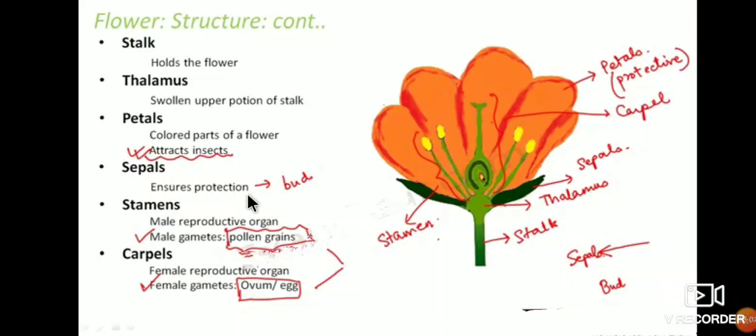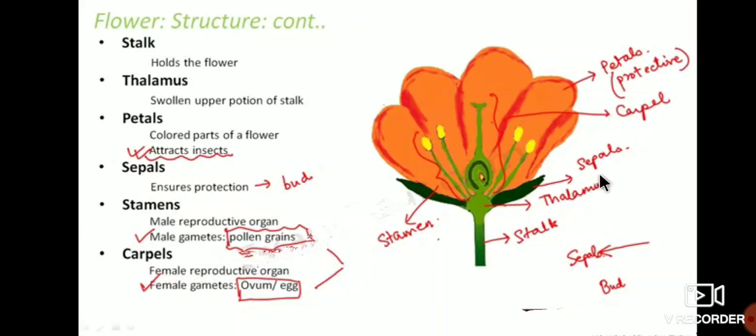And next one, sepals, ensure protection. So these ensure a protection for these petals. Stamen, this is male reproductive organ or male gamete, pollen grains. So this is stamens. In this one, pollen grains will be there. These pollen grains are called the male gametes, and this stamen is called as male reproductive organ.